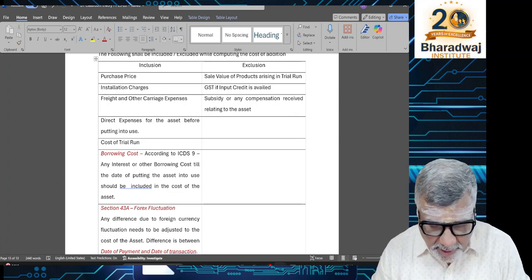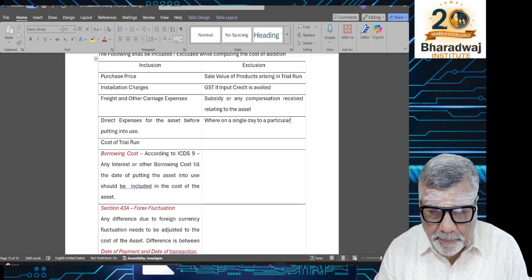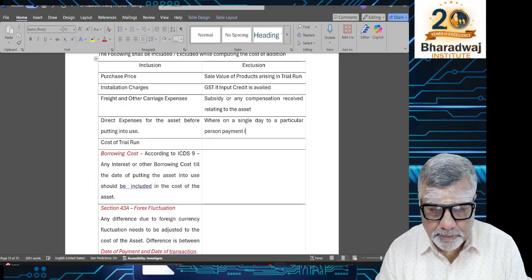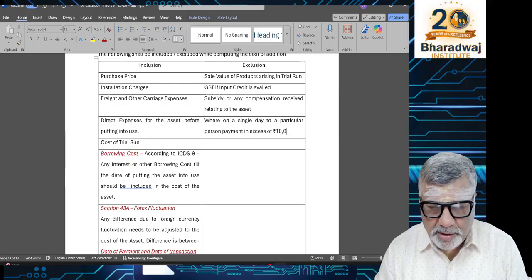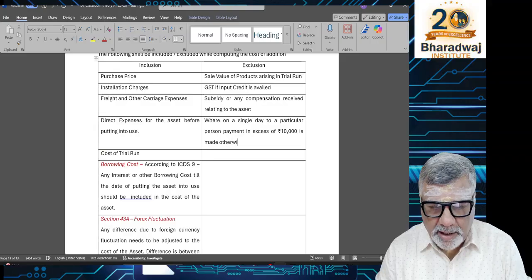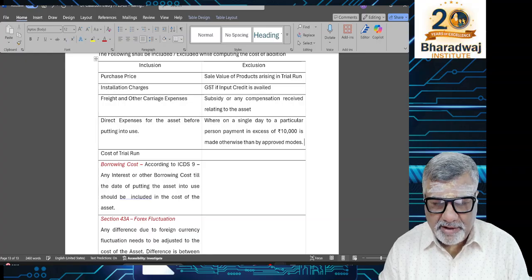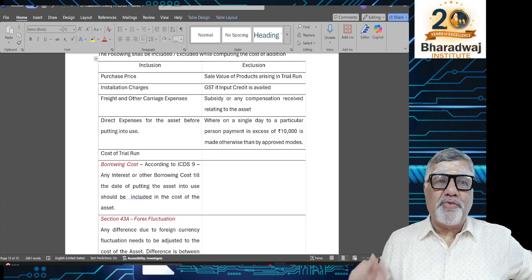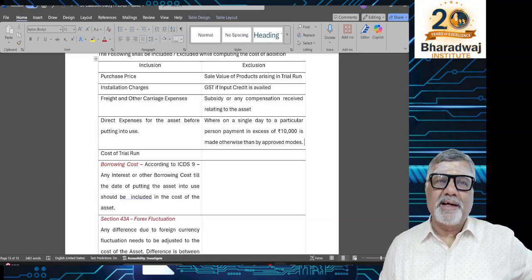Where on a single day to a particular person, payment in excess of rupees 10,000 is made otherwise than by approved modes, I will reduce, which means the law says it will not form part of cost of asset. It will not form part of cost of asset. I will not provide depreciation for that. Okay.